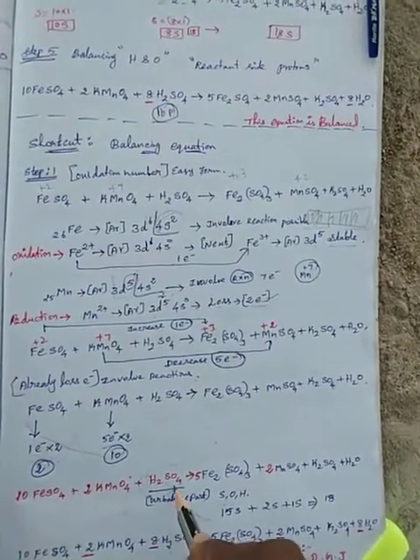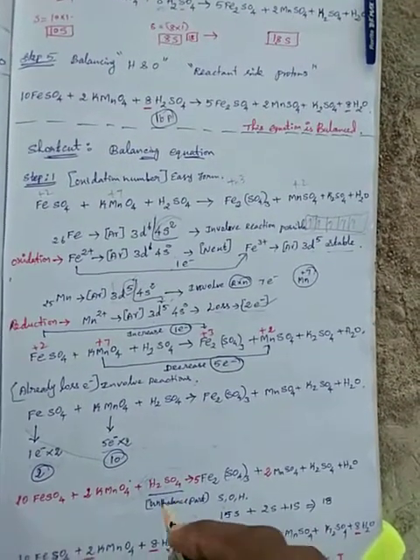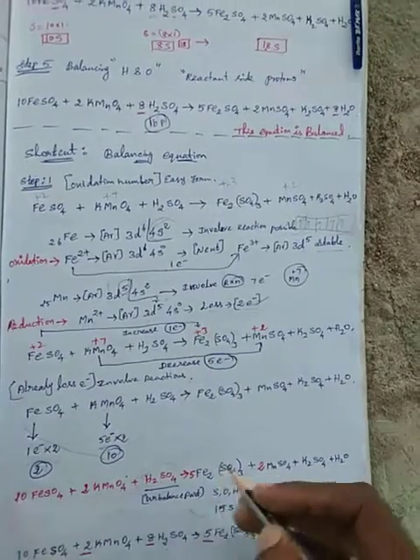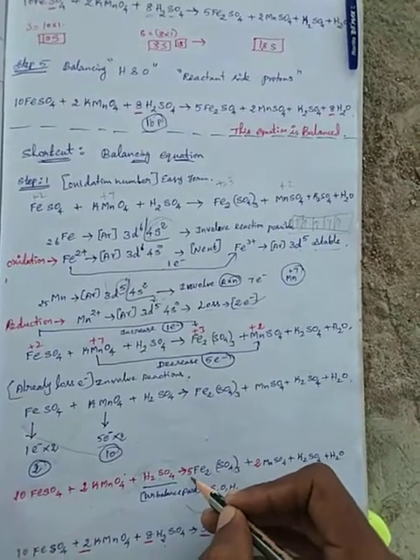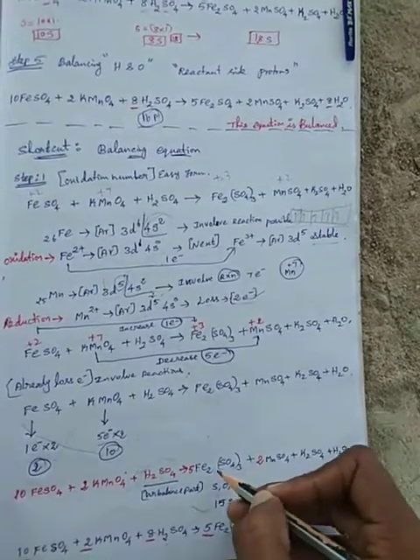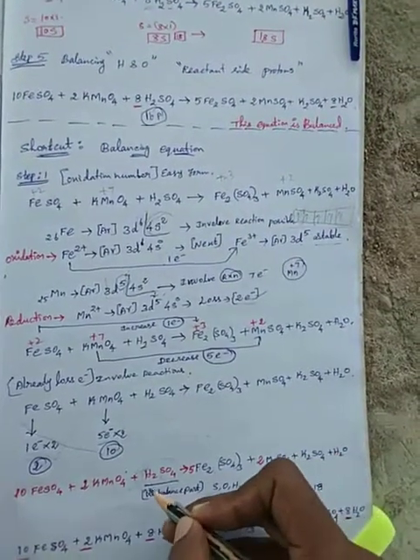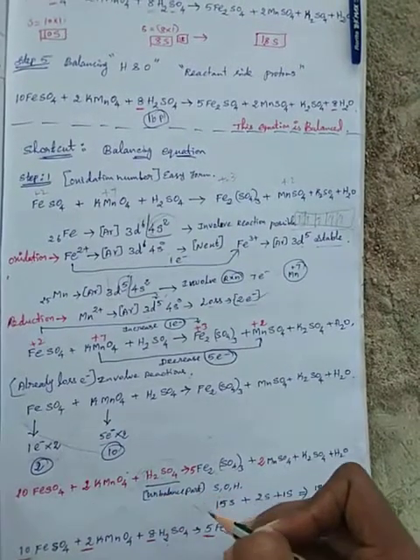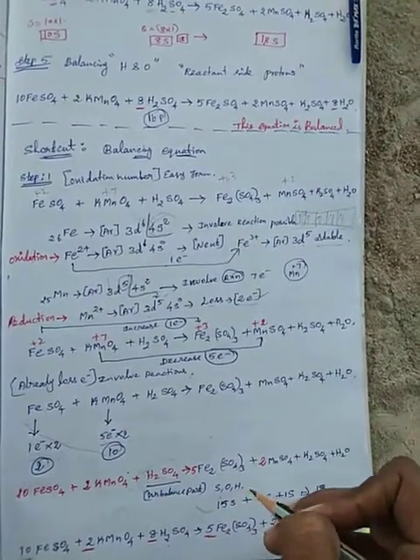So this involves a short step, students. 10 times ferrous sulfate, 5 twos are 10, also balanced, and 2 times manganese, so balanced. So you see, it is an easy single step. And the next will be sulfur, oxygen and hydrogen atoms.